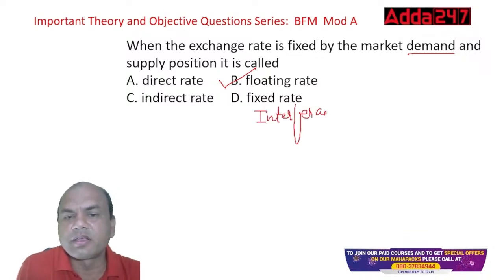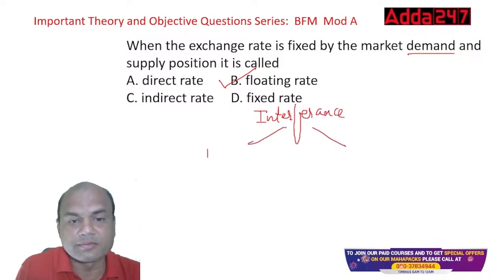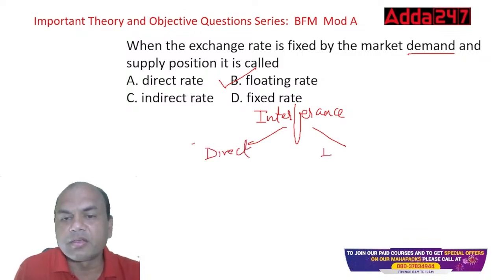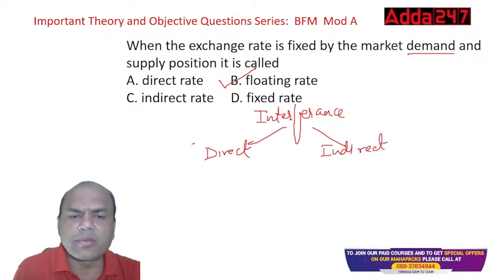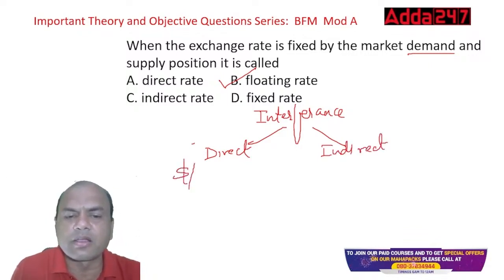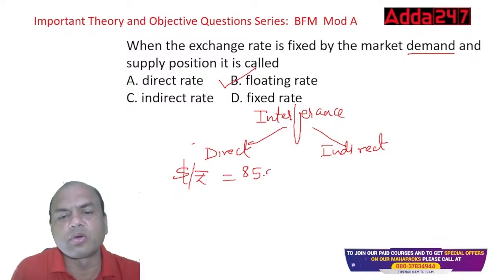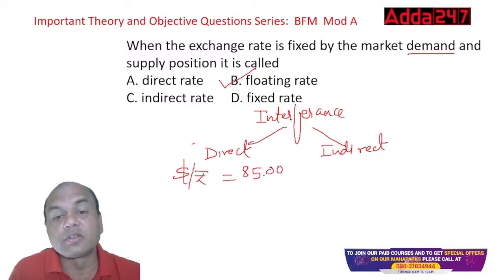Interference can be done in two ways. One is direct and second is indirect. Direct means RBI says from today the dollar to rupee rate is XYZ, let's say 85. That's it. Nobody can change it. This is known as fixed.